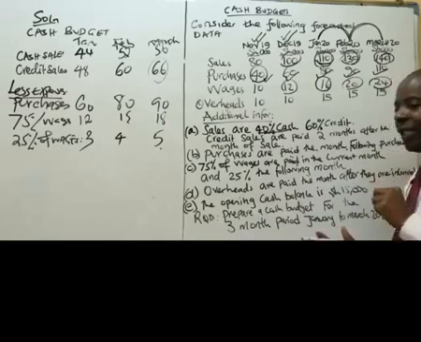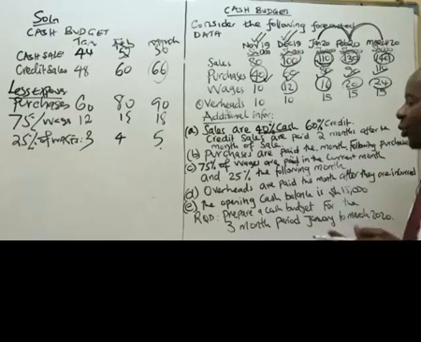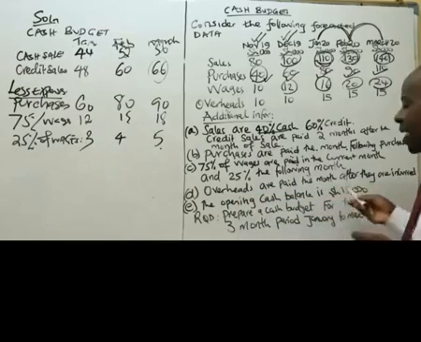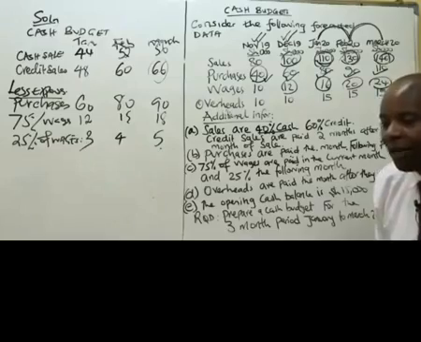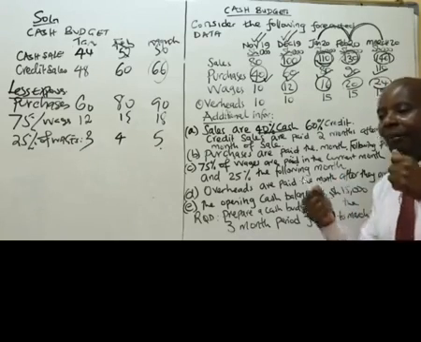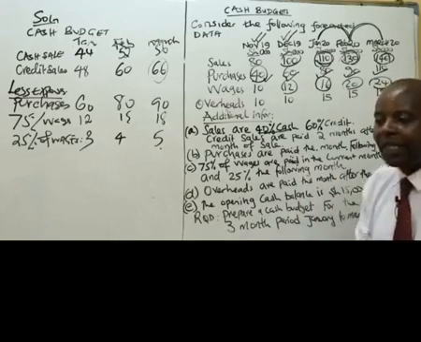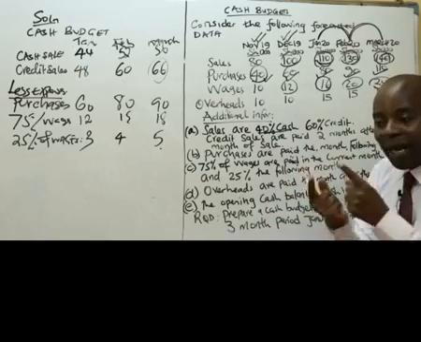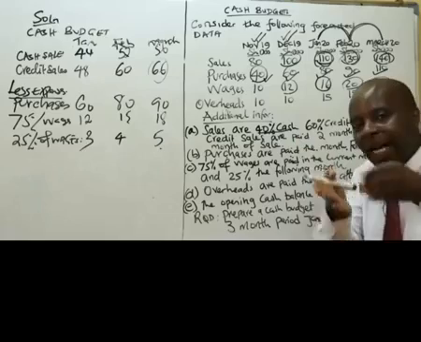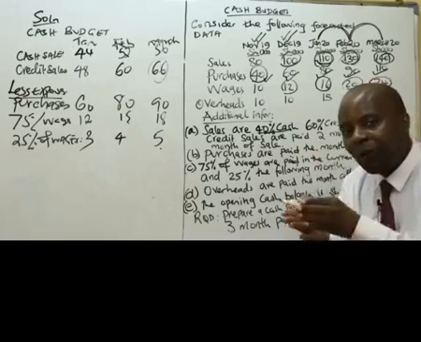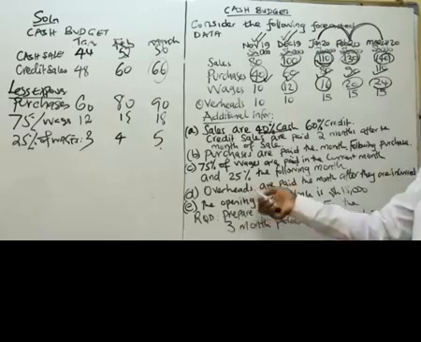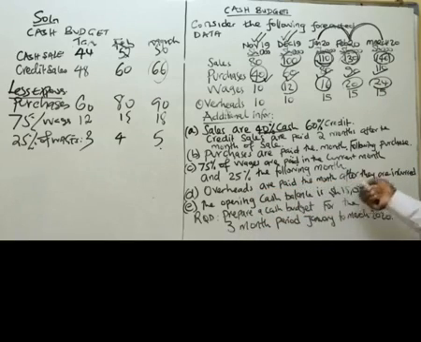Let's go to D. Overheads are paid the month after they are incurred. That is as good as telling you that the accrual period is one month: overheads incurred in this month will be paid for in the following month.